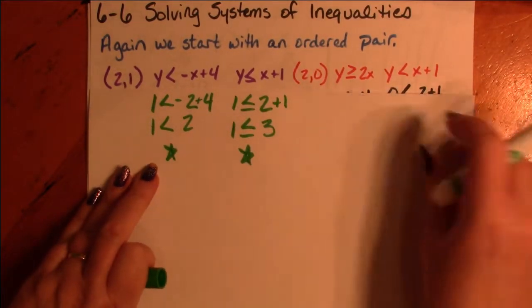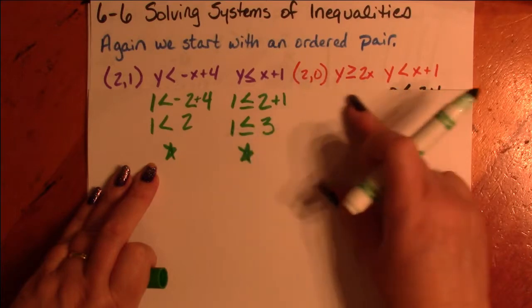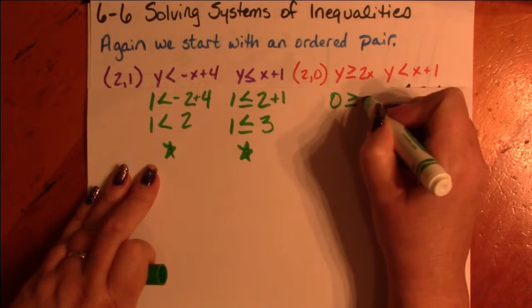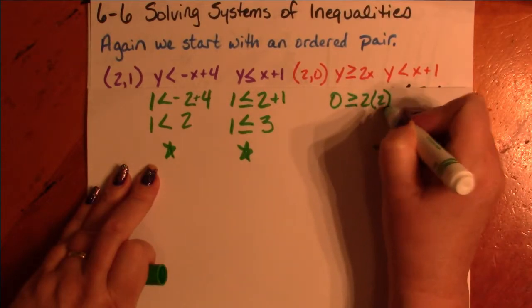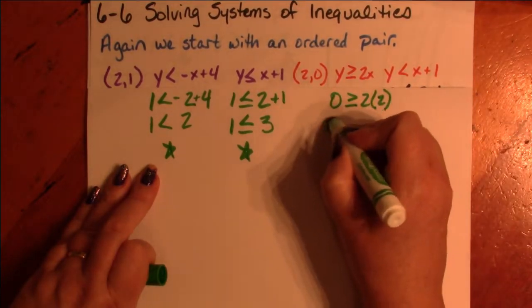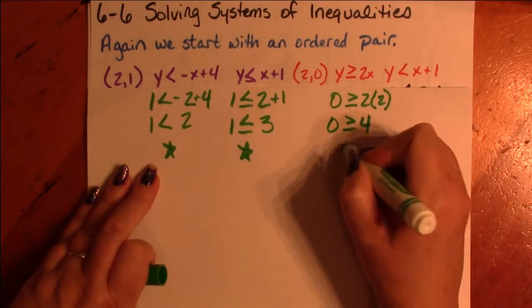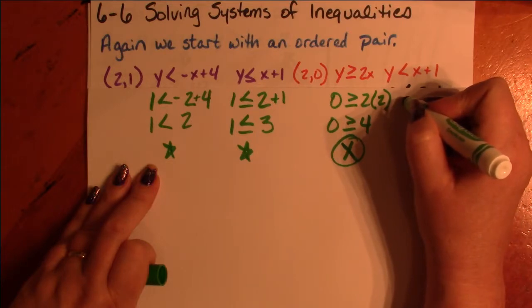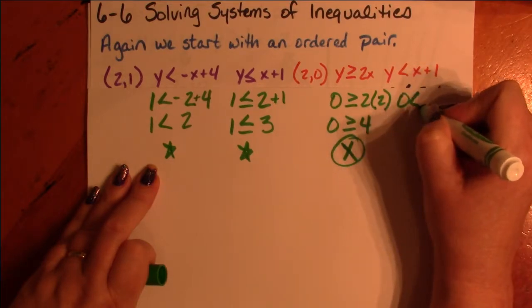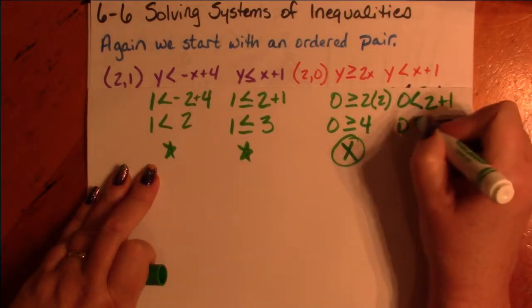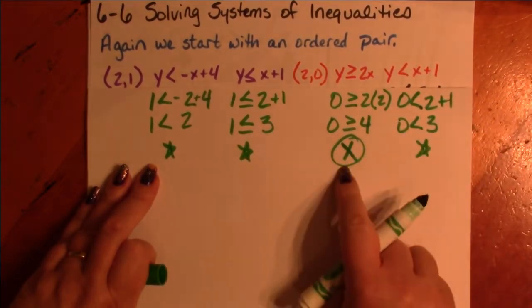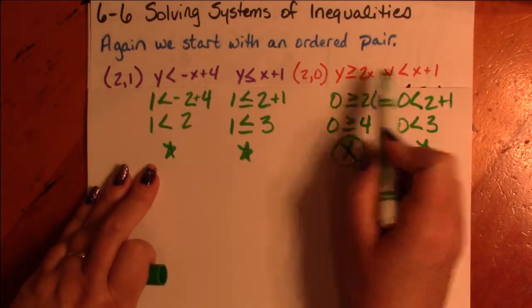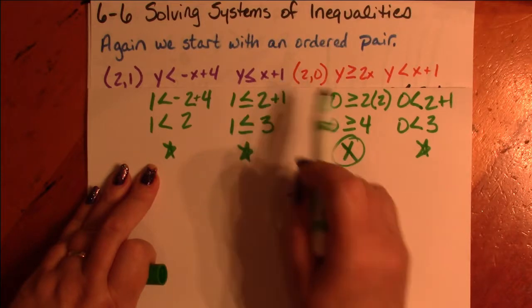How about this one? Is 2 comma 0 a solution to this system? So we're going to stick 0 and 2 in for y and x. And is 0 larger than 4? No. How about this one? Is 0 smaller than 2 plus 1, is 0 smaller than 3? It works here, but it doesn't work here, so it's not a solution to our system. It's not the place where these two areas meet.